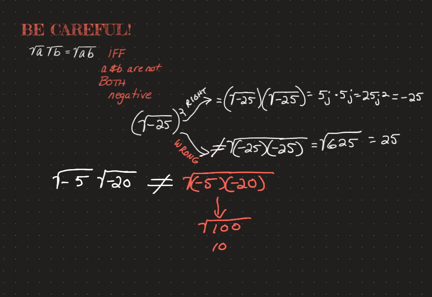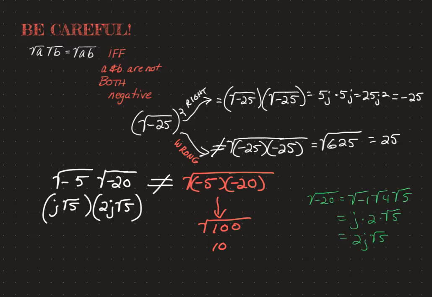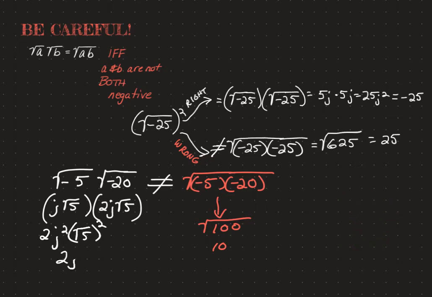Except on the other side, if we evaluate that, the square root of negative 5 is j square root of 5. And the square root of negative 20 is 2j square root of 5, because just as an aside here, over on the right side you'll see how I turn the square root of negative 20 into 2j square root of 5. But anyways, back to what we're doing here. This will give us 2j squared times square root of 5 squared, which is really equal to 2j squared times 5, or 2 times 5 is 10, but j squared is negative 1. And as you can see here, negative 10 does not equal positive 10. The right-hand side is the incorrect way to do it.